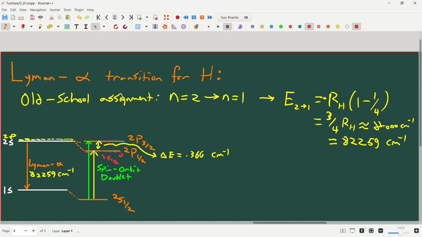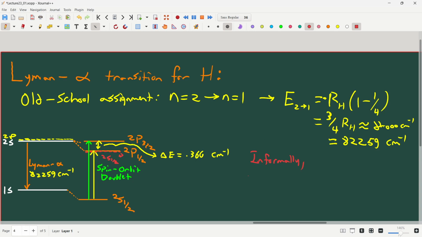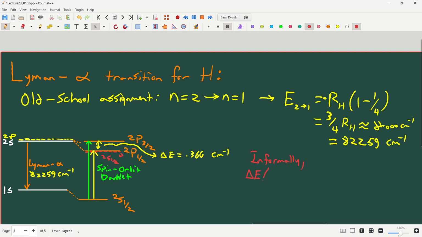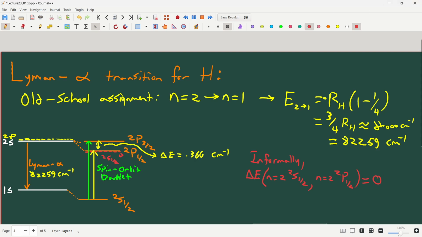So informally in our case, the energy difference between the n equals 2s 1/2 state and the n equals 2p 1/2 state is 0. But it turns out that they measured it. Let me find it one more time. I will find the exact number.